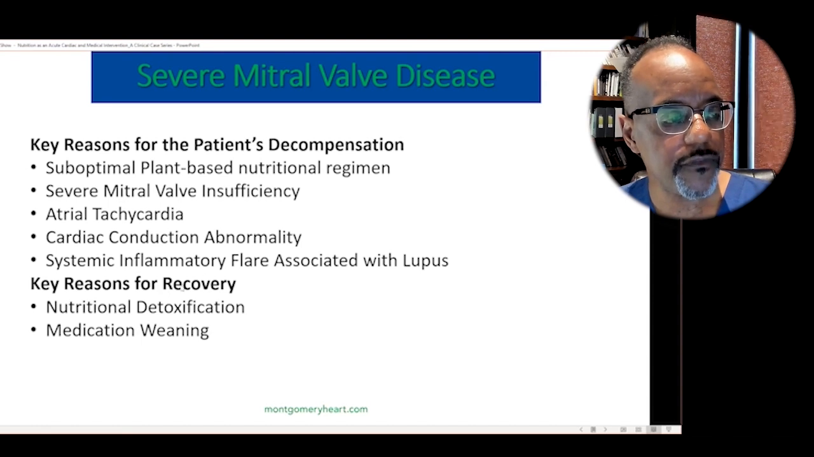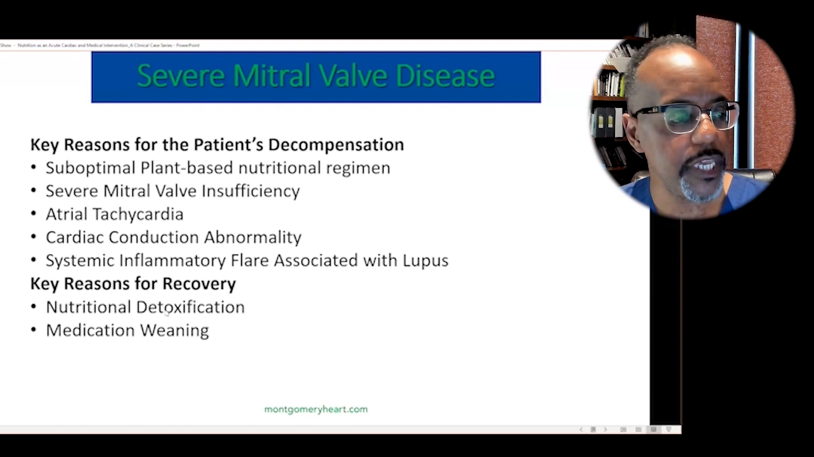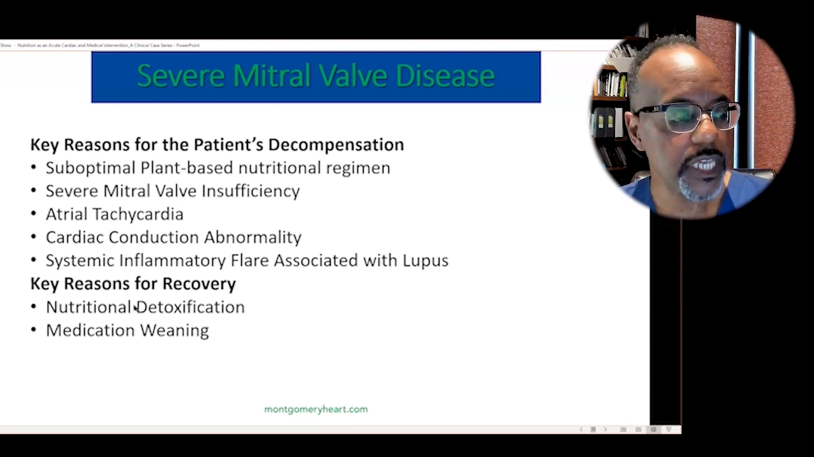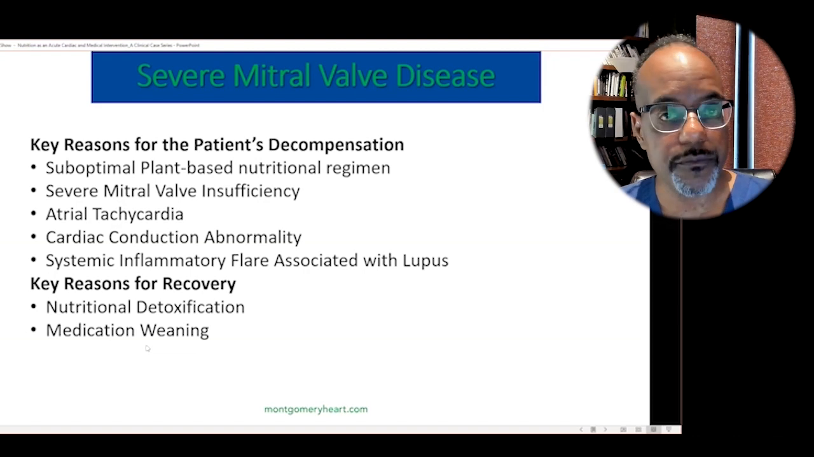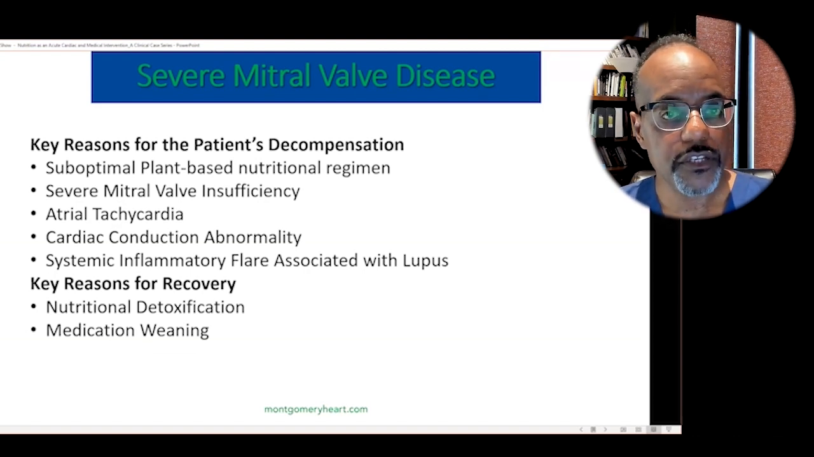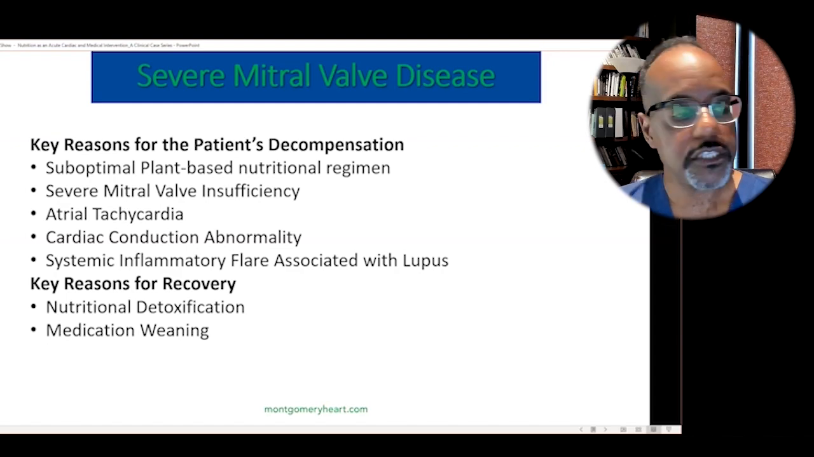The key reason for recovery: I think the nutritional detox was more central in her case than in the other patient because we had nothing else. I mean, this patient was left to die on hospice. And because of the detox, we were able to wean the medication. I think medication weaning in patients is very, very important. The fewer medications the patients are on, the better off they do because there is less stress on the organs, and our organs are already compromised. So the less we're stressing the organs, the better off.